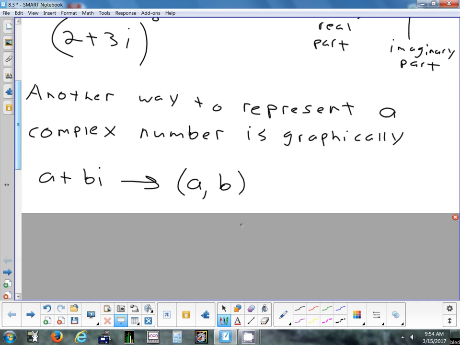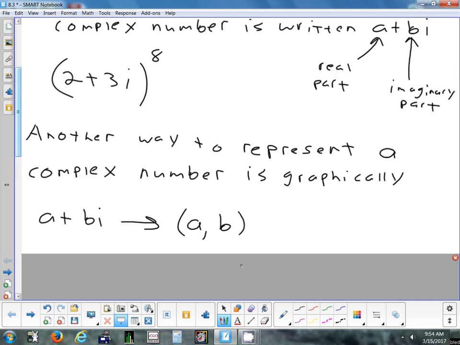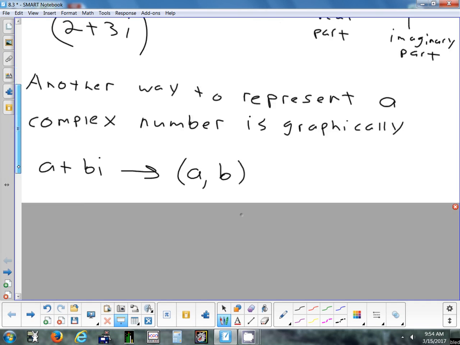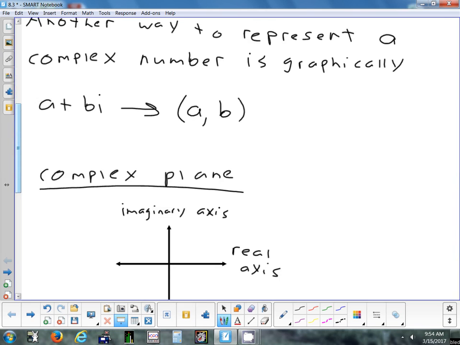Basically, the real part is kind of like your x-axis, and the imaginary part is your y-axis. But we don't call it the x-axis and the y-axis anymore. The real axis is A, that's like x, your horizontal, and B is the vertical axis, but we're not going to call it the y-axis, we're going to call it the imaginary axis. So graphing a plus bi is just like graphing a comma b.